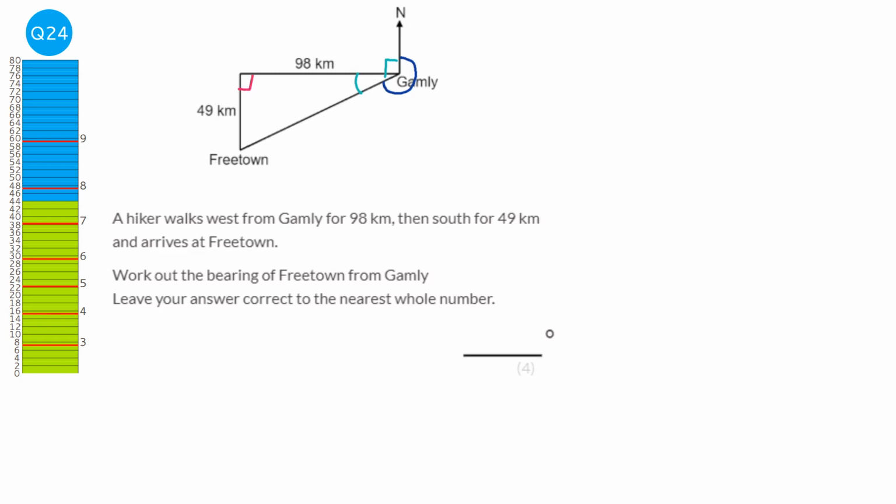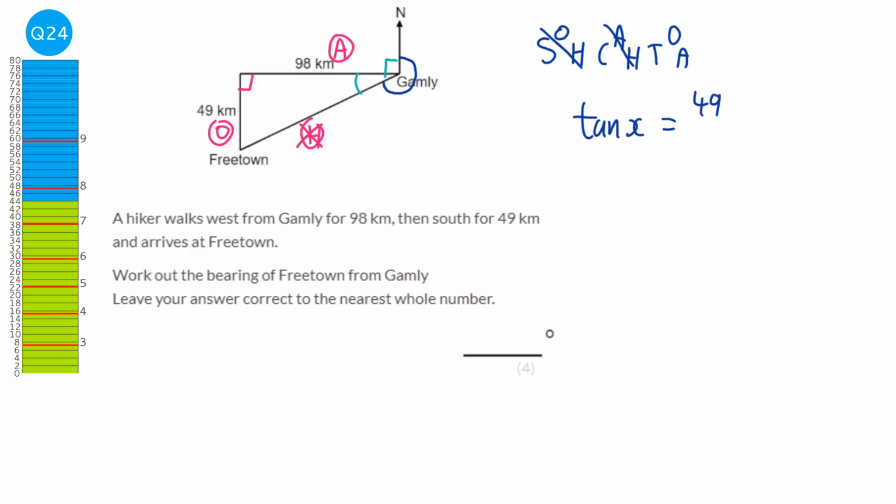Well, we've got a 90 degrees here, we've got the hypotenuse here, we've got the adjacent next to the angle, and we've got the opposite, which is across from the marked angle. Here we're not using the hypotenuse, so we can cross that out. And we can do our SOHCAHTOA. The only one that doesn't have the hypotenuse is TOA. And so we're doing tan x equals the opposite, which is 49 over 98.